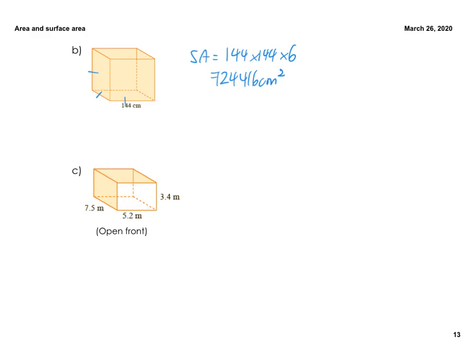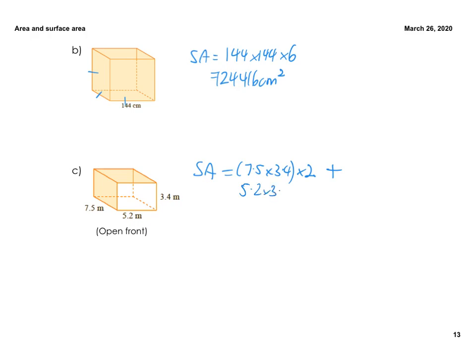Part C, rectangular prism, but it has an open front, so we're not going to actually include this face here. So with 1 face left, this has 5 faces. So SA equals, all right, so we got 1 of these faces, 2 of these, and 2 of these, because the sides are the same and the top and bottom are the same as well. So let's start with, say, these ones here. So it's going to be 7.5 times the height, which is 3.4. There are 2 of them.